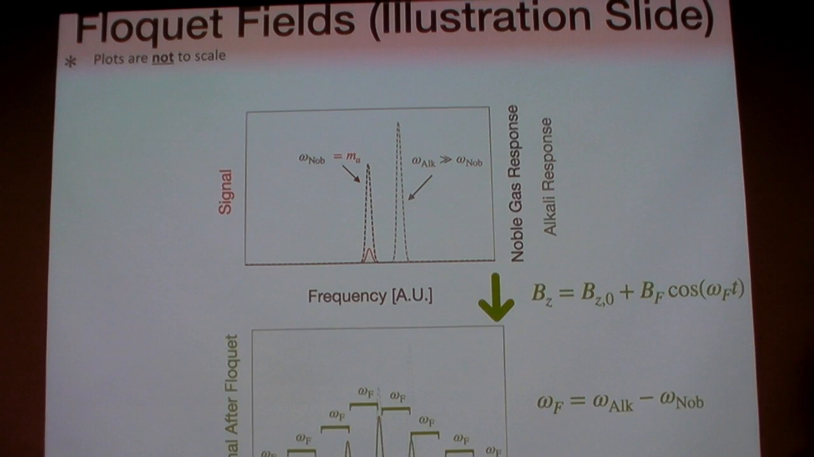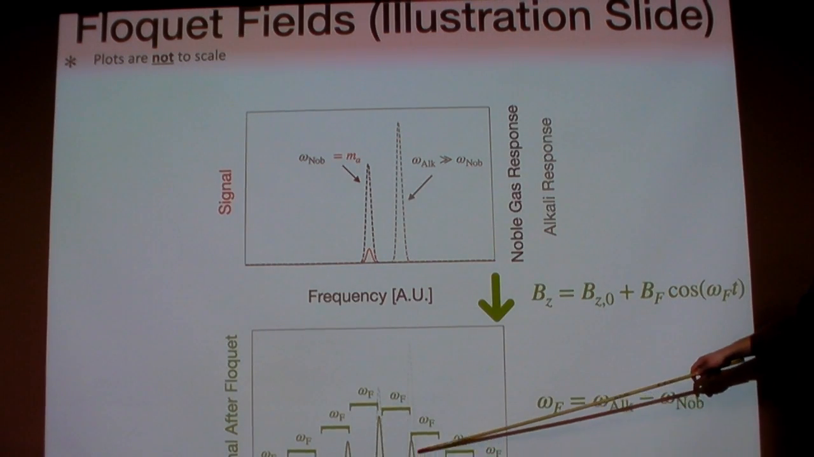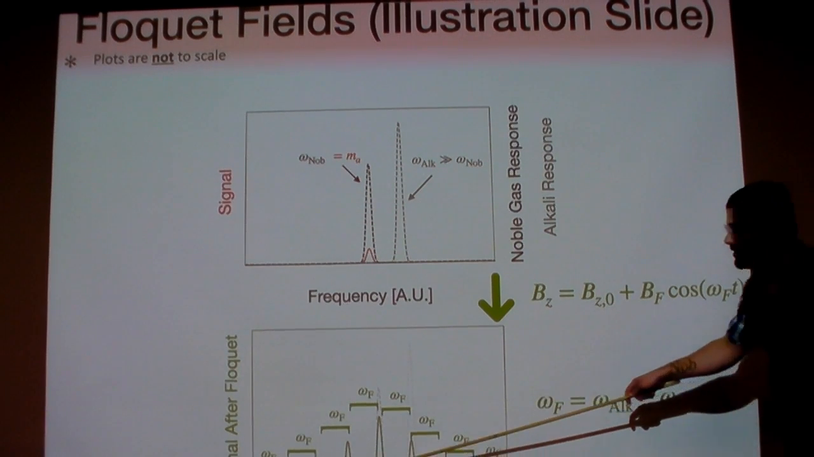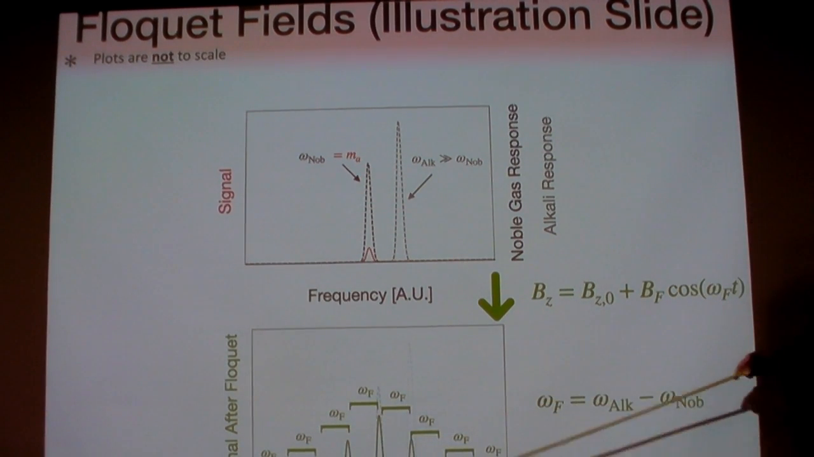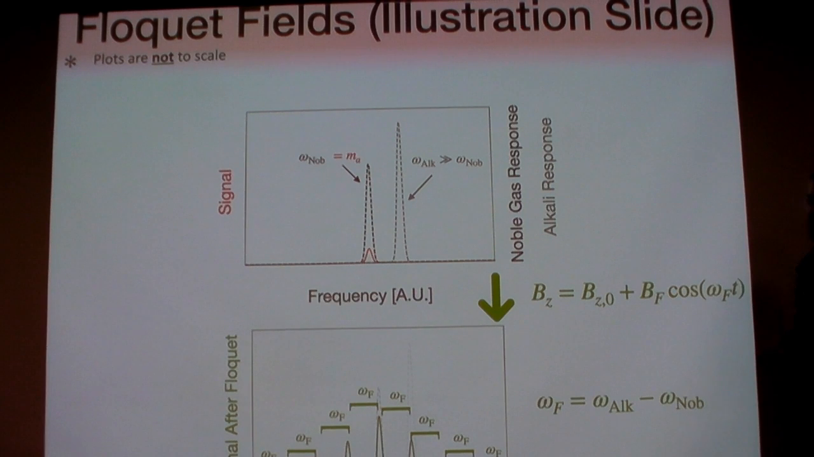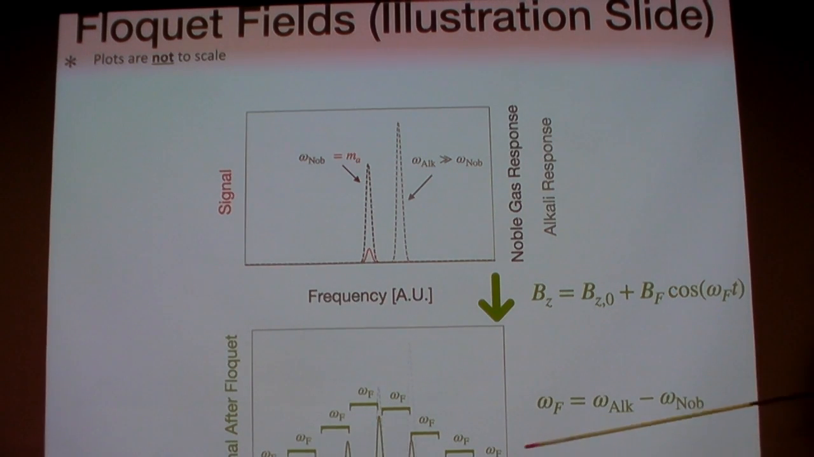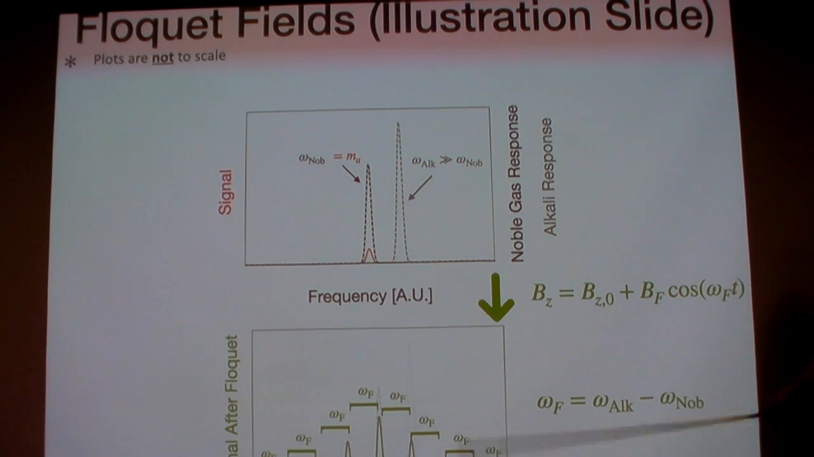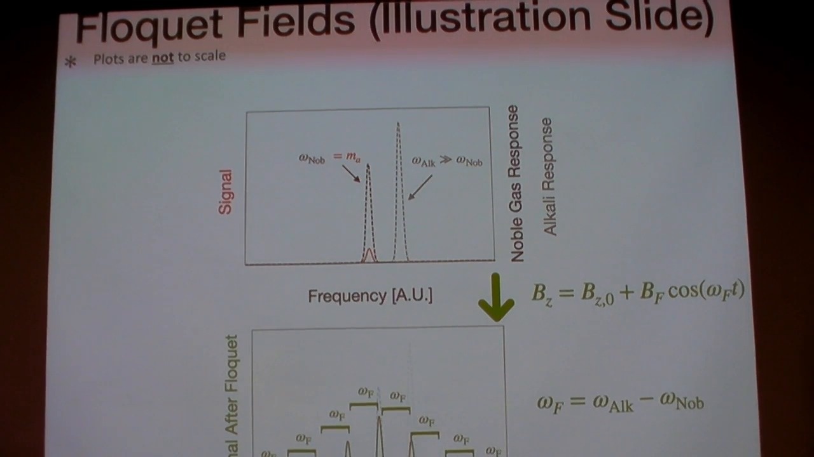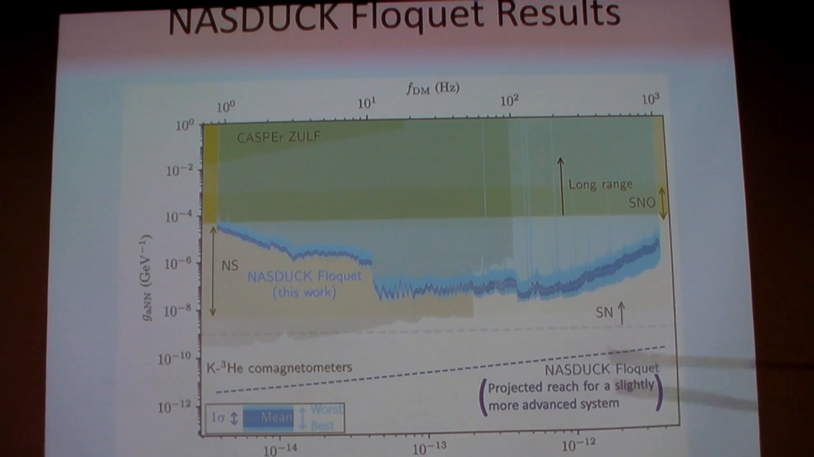However, if I introduce a Floquet field, which is exactly the difference between these two guys, then now the alkali has a response not only here, but also here and here and here, etc. And that means that when I'm now measuring the alkali metal, I can still get an on-resonant response despite the fact that it is at a different resonance frequency. So this is what a Floquet field does, and it gave us a very nice result.